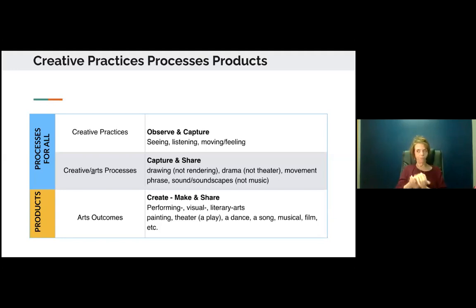So then that goes into the product step, where we're asking, in that learning process, we're asking students to create, make, and share. And they're making a product. So they're putting a play together. They're using their drawing skills to make a painting, or they're collecting sounds. So they're recording sounds, and then they're using that to create music or beats or songs.